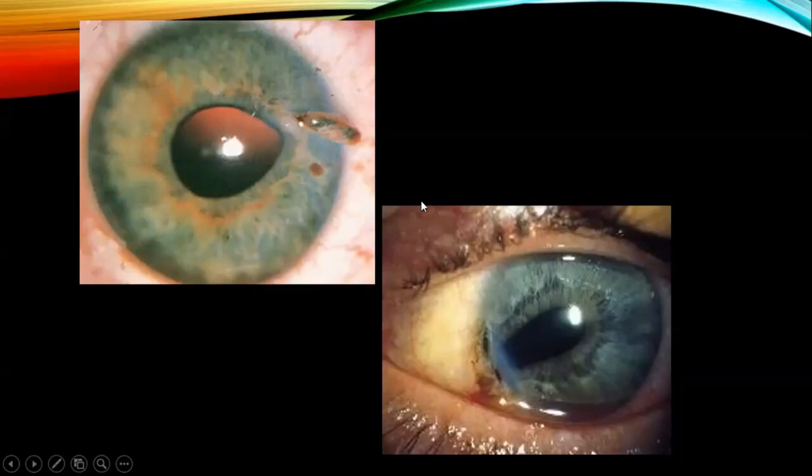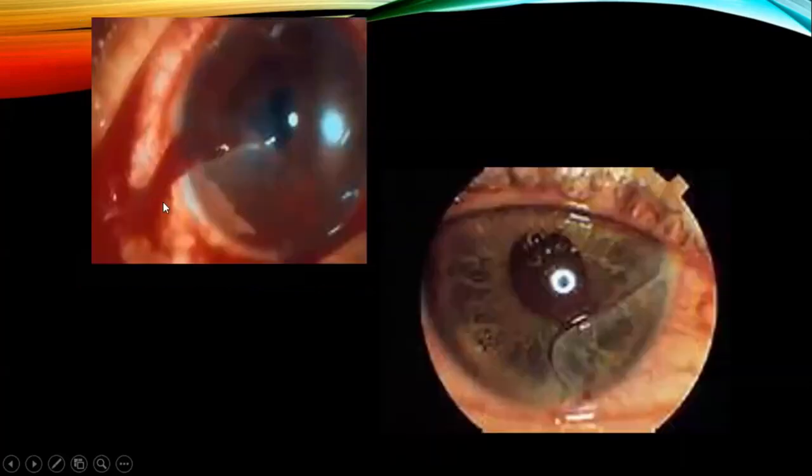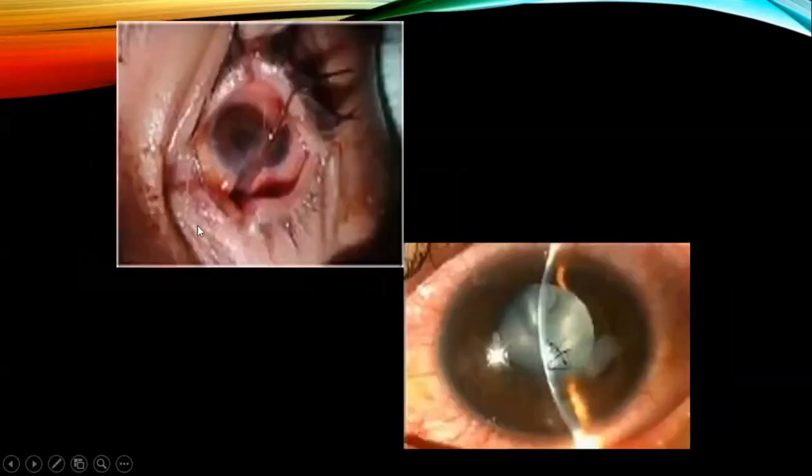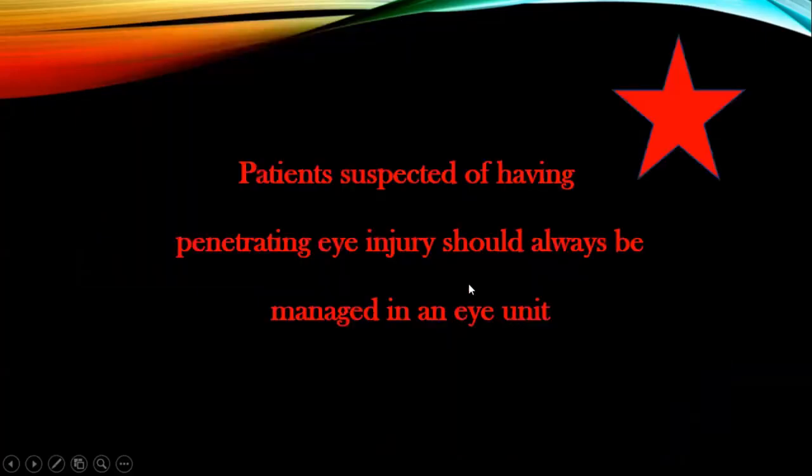So suspect penetrating injuries. Again, there is a clear corneal laceration, a corneoscleral laceration extending onto the sclera, with bleeding. And here again, there is a corneal laceration. Again, there is a cut cornea, cut through and through the cornea and the sclera. Again, this is a sutured corneal laceration. So the thing to remember is that patients suspected of having a penetrating eye injury should always be managed in an eye unit.